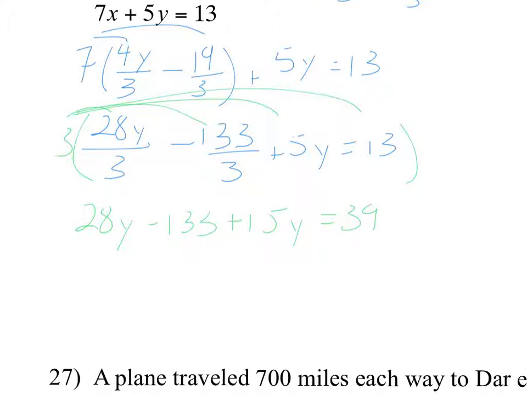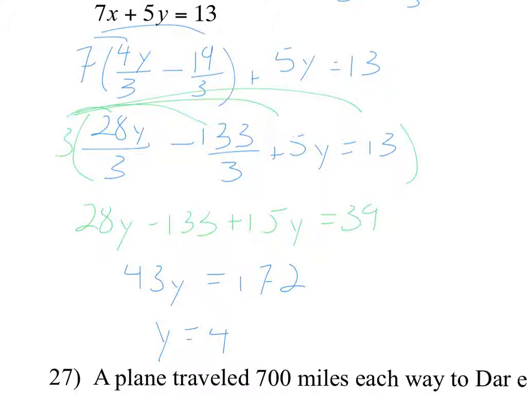All right. Here we end up going with 28 plus 15 is going to be 43y. I'm going to add 133 to the other side. We end up with a 163 plus 9 is 172. And this happens to divide really nicely to get us y is equal to 4.